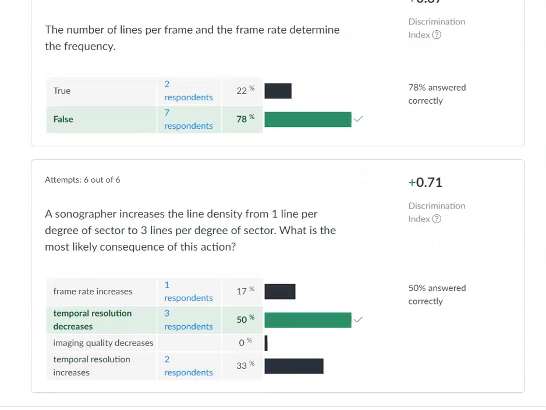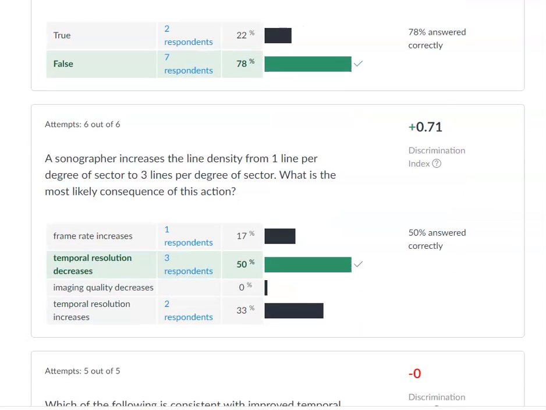Next, the number of lines per frame and the frame rate determine the frequency, true or false. That is false. The frequency, of course, is determined by whatever transducer you pick up and plug in. So the source always determines the frequency, not any other factors.